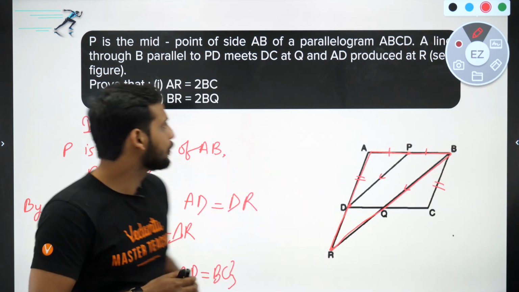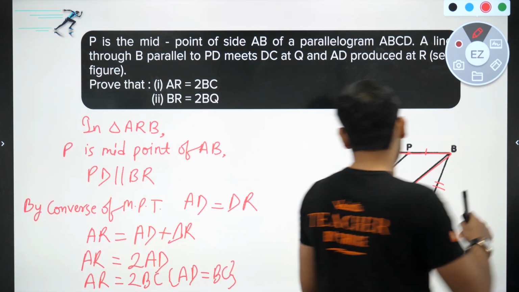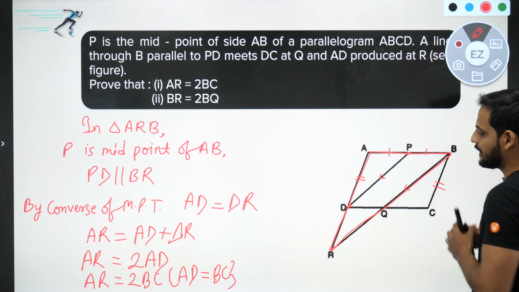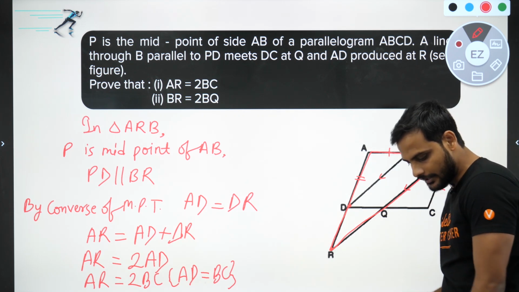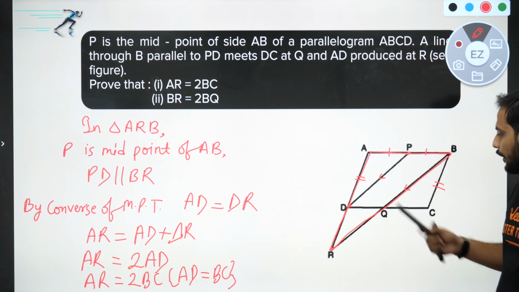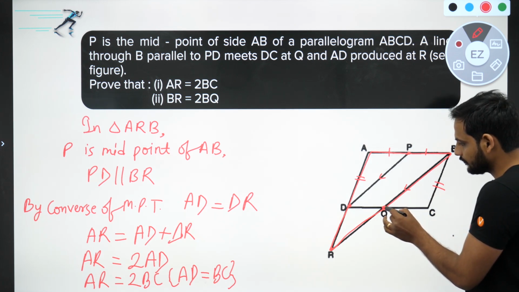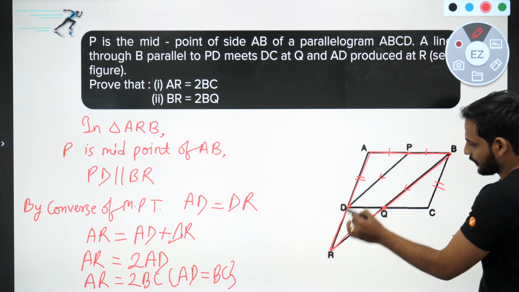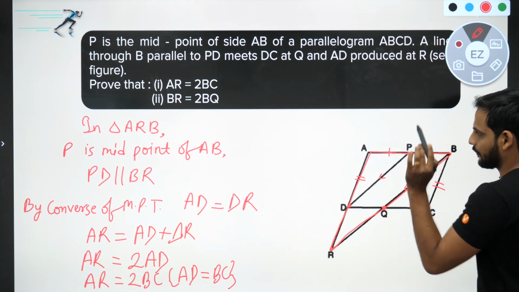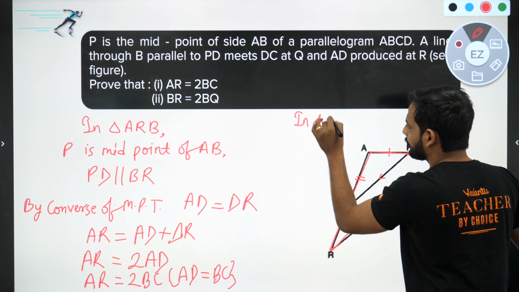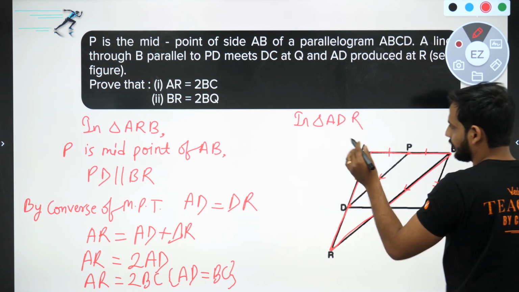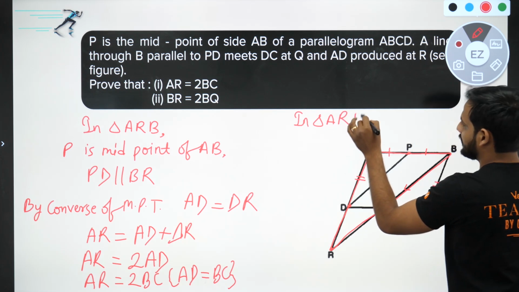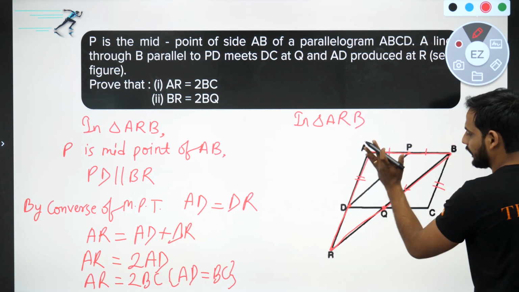Okay. So similarly, if you want to prove that BR is equal to twice of BQ, that means you need to prove that this point Q is also a midpoint. Okay, now see what is happening here. Let us look at this triangle, in triangle ARB here.